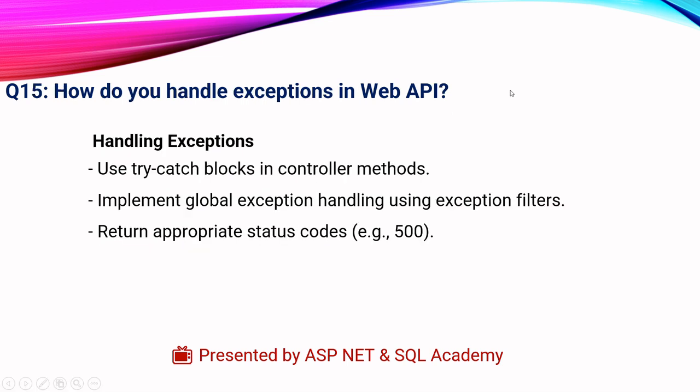Exception handling in Web API is done using try-catch blocks within controller methods or globally via exception filters. It is important to return meaningful status codes like 500 for server errors to help clients understand the issue.